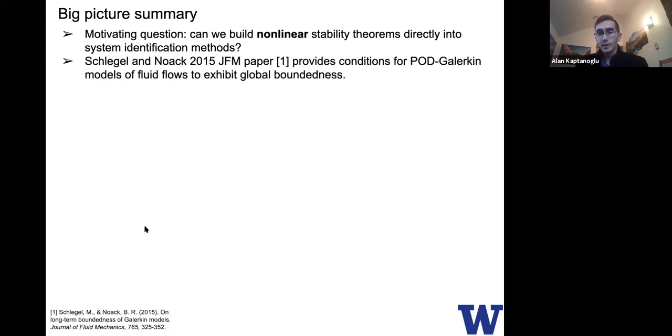It turns out Schlegel and Noack have this 2015 JFM paper where they provide conditions for what are called POD-Galerkin models of fluid flows to exhibit global boundedness. And this global boundedness basically means no matter what initial condition you start your fluid system at, it's guaranteed to always fall into some region. It's never going to give you some unbounded, unphysical trajectory.